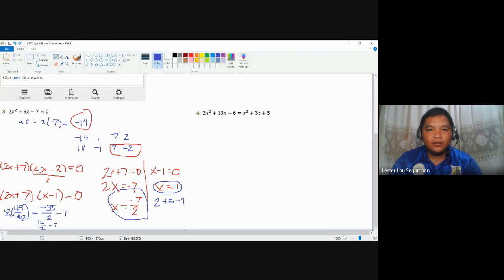So you have, let's use the color red, 2x squared plus 13x minus 6. Subtract both sides by x squared. Subtract both sides by 3x. Subtract both sides by 5. What will happen to the other side is 0. So 2x squared minus x squared is x squared. 13x minus 3x is positive 10x. And then you have negative 6, negative 5, so you have minus 11 equal to 0.